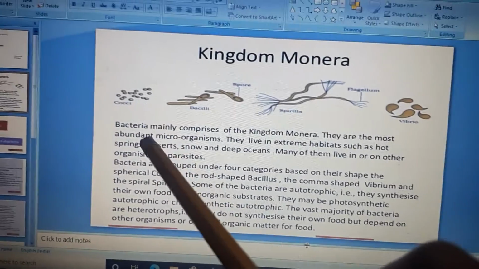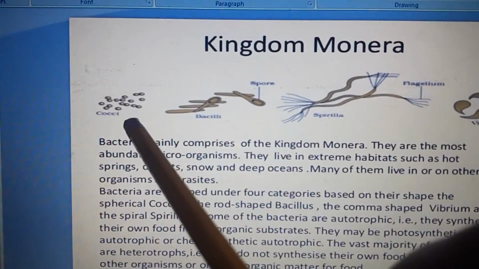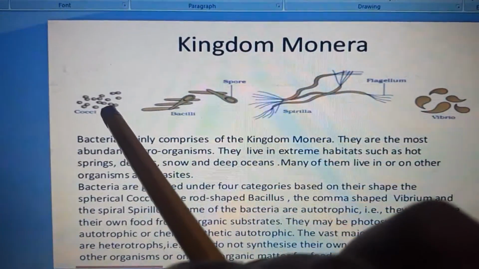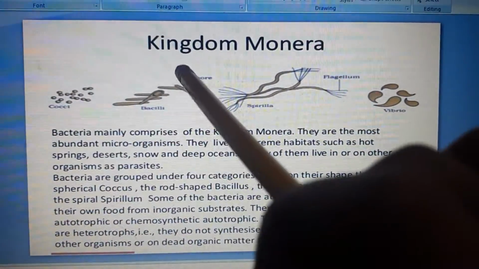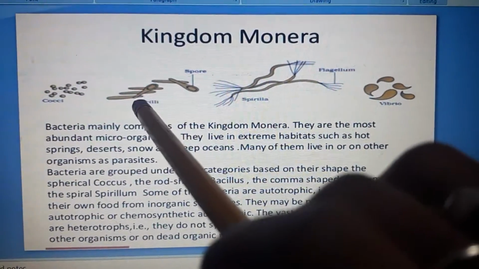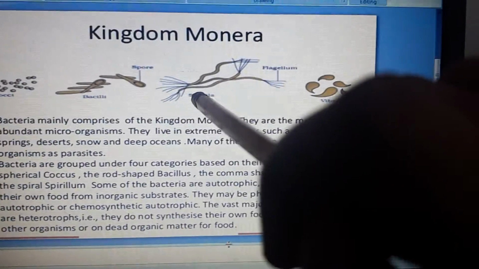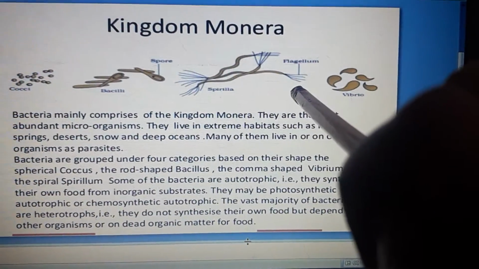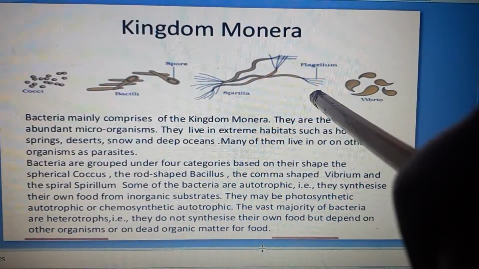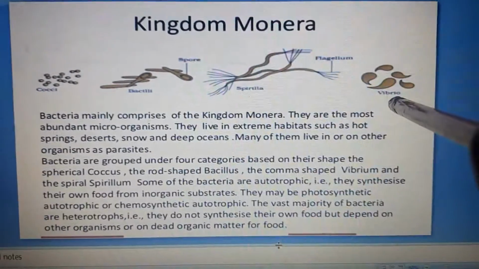They are grouped in four categories. If they have a spherical shape, they are known as cocci, and if they have a longitudinal or elongated shape, they are known as bacilli. Another one is spirilla, which has flagella for movement, and last but not the least, vibrio, which is comma shaped.